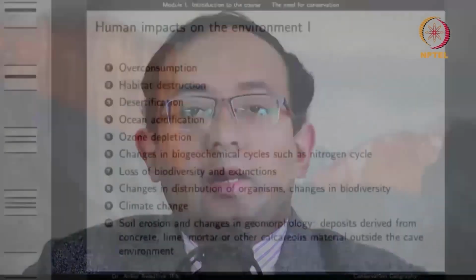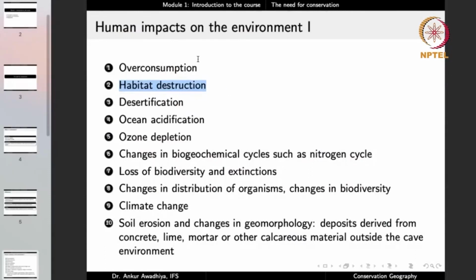So, through these four processes of habitat fragmentation, habitat degradation, habitat loss, and habitat displacement, we are actually destroying the habitats. And because of that, a large number of our species are now on the brink of extinction.